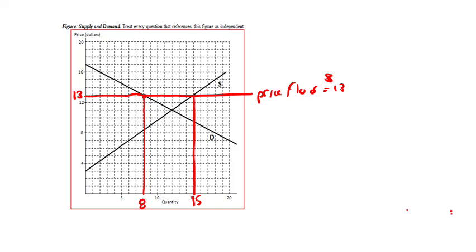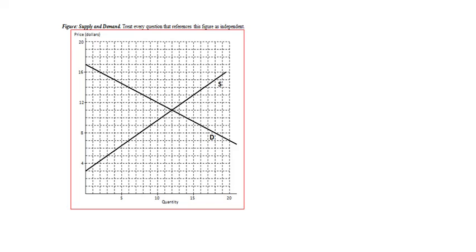You can see the obvious consequence is going to be a surplus, and the surplus is going to equal the 15 units supplied minus the 8 units demanded, and it's going to give us a surplus of 7 units. You can see it. There's our surplus graphically, and there's the answer to the first one. It is a surplus. Let me go to the next slide.